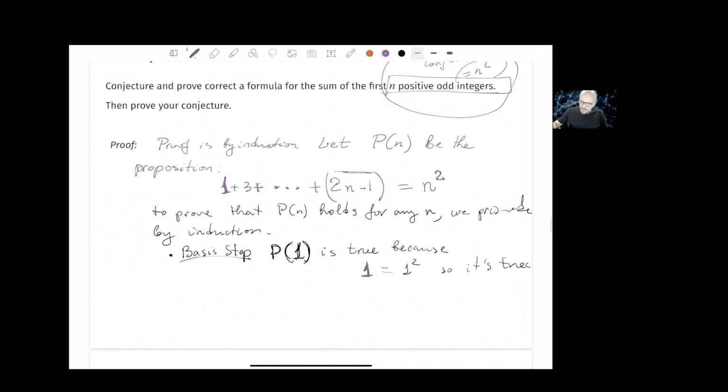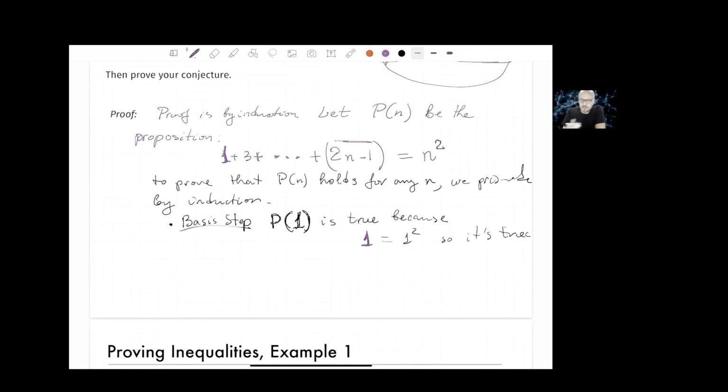Everyone agrees that the basis step is just immediate. On the left-hand side we have 1, and on the right-hand side we have 1 squared. So 1 equals 1, therefore the basis step is done. It's the easiest thing to prove in the world. Now comes the inductive step, where I'll ask for your help because I'm lost.